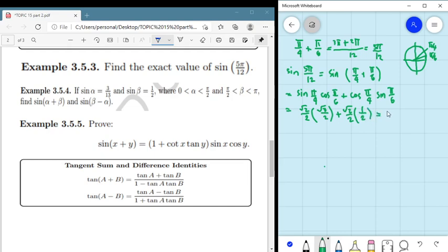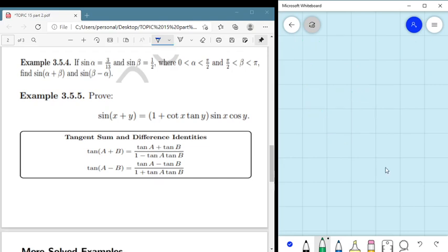So, simplifying, we get square root of 6 over 4 plus square root of 2 over 4, or square root of 6 plus square root of 2 all over 4. So that's the answer for 3.5.3. Okay, let's proceed now to example 3.5.4.